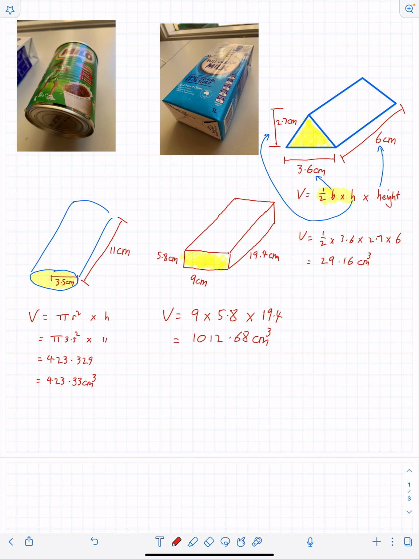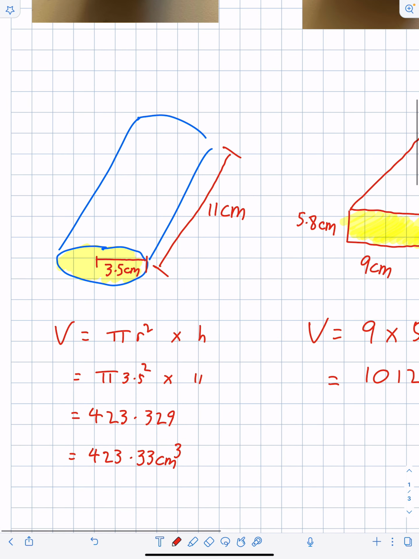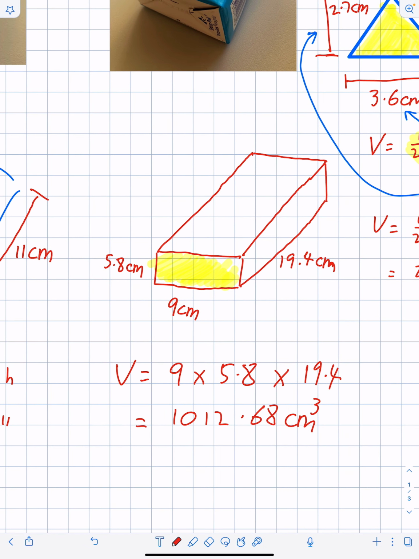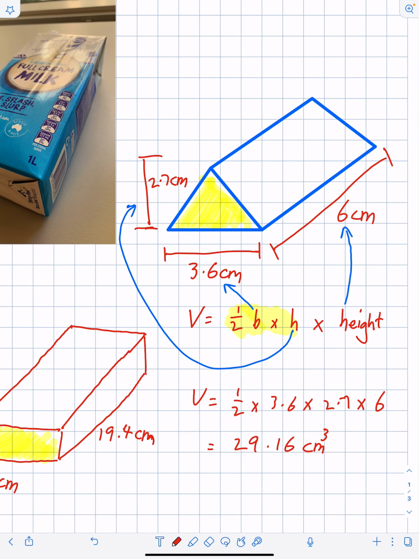Okay, so just to review, in this video we have calculated the volume of a circular prism using the area of the circle times the height, 11, a rectangular prism using the area there, the 9 times 5.8, times the height, 19.4, and also for a triangular prism, the area of the triangle at the end there, times the height of 6.